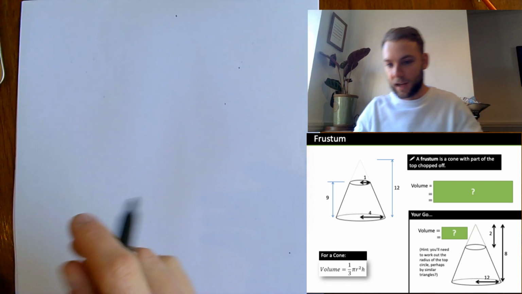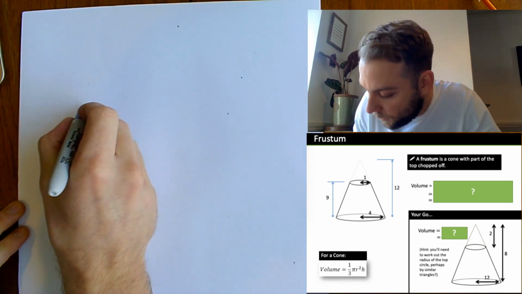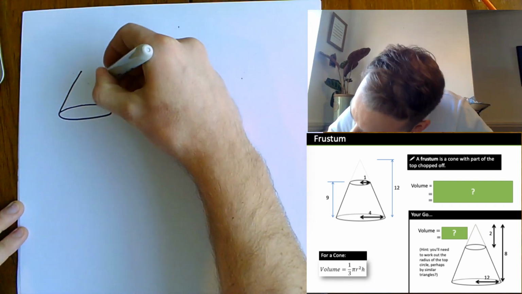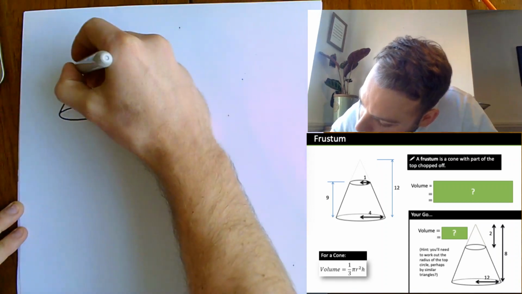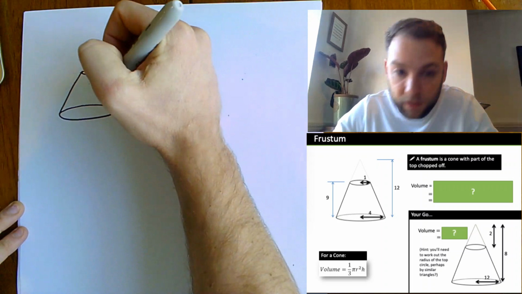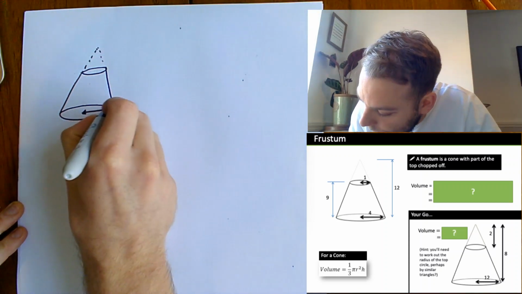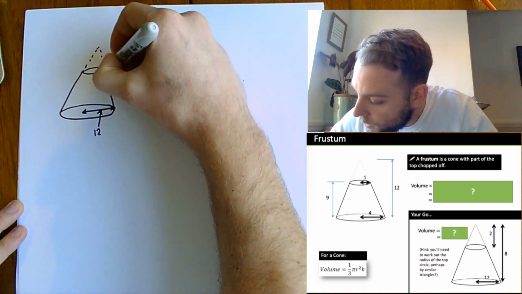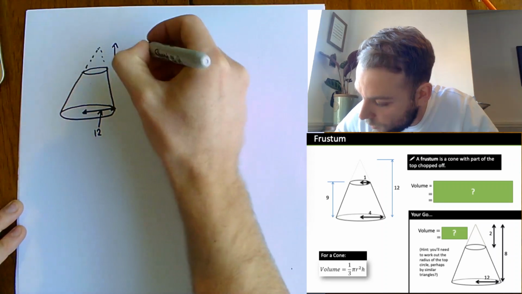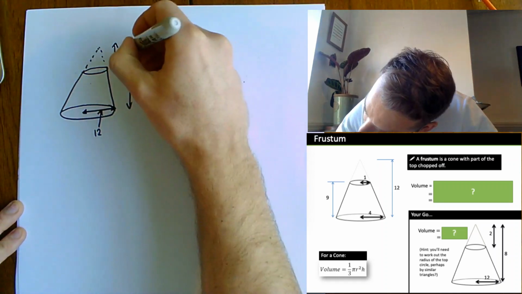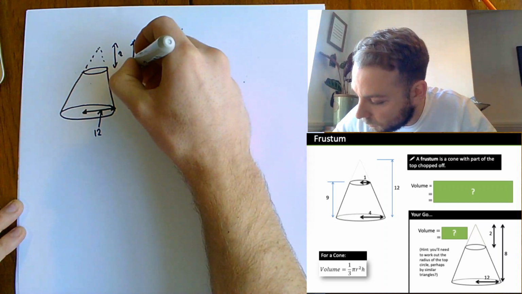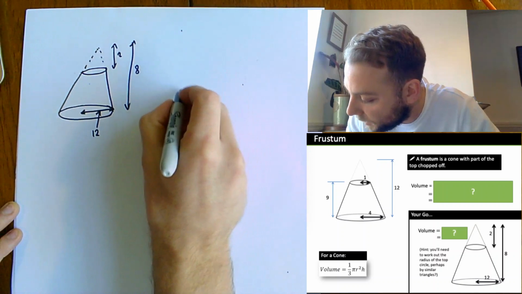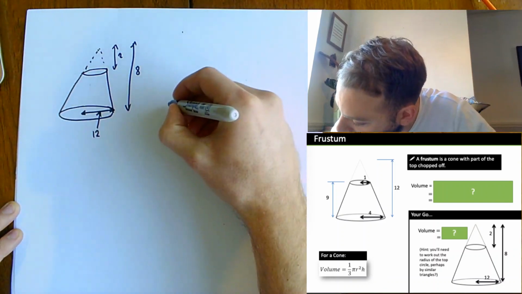So let's draw it out again. I'm going to draw this one. So here we've got our oval at the bottom, 2 lines up, oval again, and then keep it going, like so. We've got our radius at the bottom, which is 12. We only know the height of this one, which is 2. And here we've got our full height, which is 8. Again, I'm going to draw out both of these. Okay, so this is the full one.